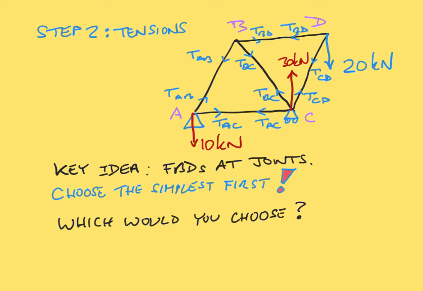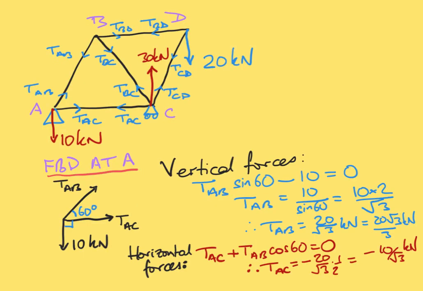It's much easier to look at, let's say, A, or to look at, let's say, D, because at these 2 joints we have 2 unknown tensions and 1 force here, 20 kilonewtons, 2 unknown tensions. I'm going to choose A. Let's look at that on the next slide.